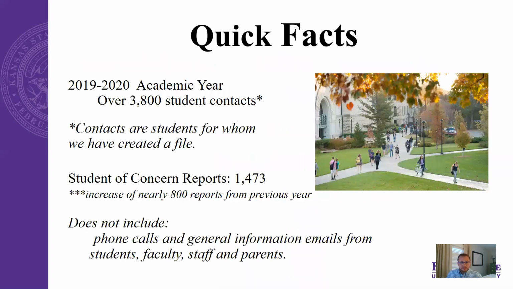Some quick facts about our office. Last academic year, we worked with over 3,800 students. That's students that came in, had some sort of concern that we addressed and helped resolve. As deans, we held about 2,300 student meetings. So they met with the dean in the office and there was follow-up to that student issue. Some of those other ones are just kind of really fast or easier absence verifications, things of that nature that didn't require a meeting. You can see on the student of concern reports that we had over 1,400 of those, which is 800 more than we had the previous year, and we're up from the year before that and up from the year before that.